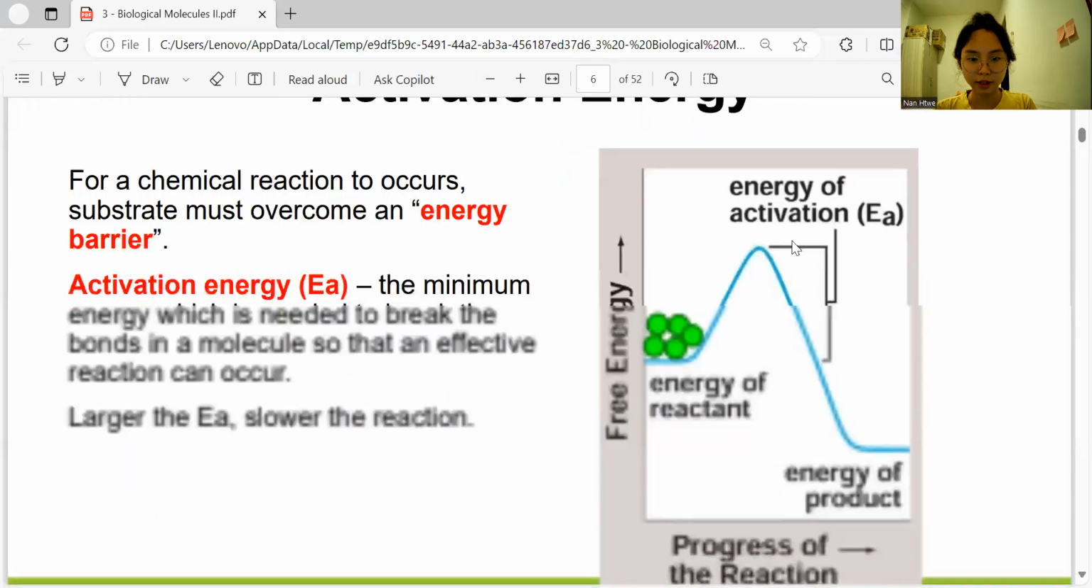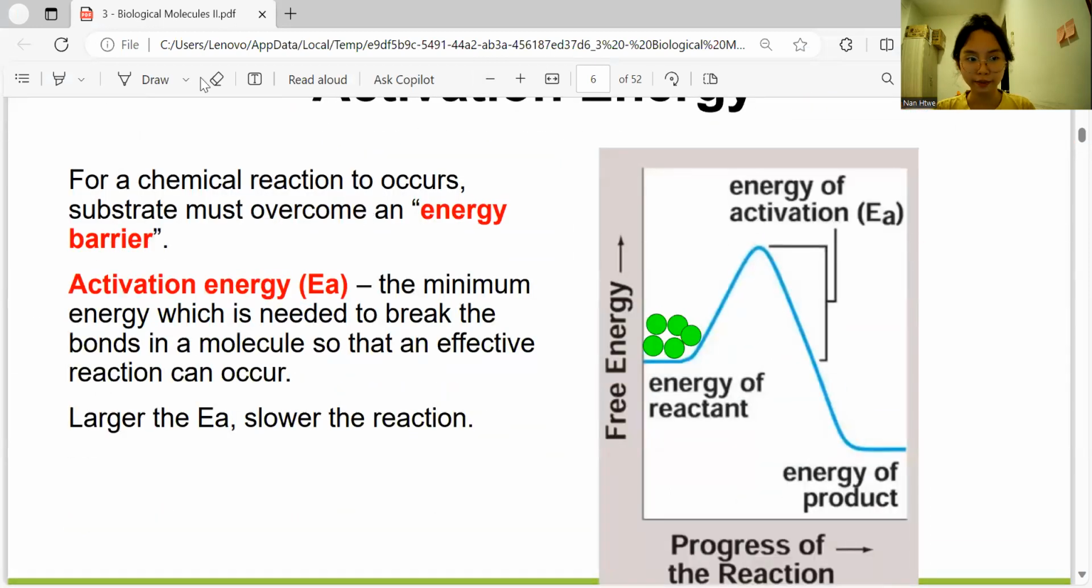So let me see here. The activation energy is this one. And also you must know the graph. You must know how to draw the graph and the labeling. Free energy, this side is free energy. And this is energy of product, energy of reactant. This one is the activation energy, AE. This one is AE.